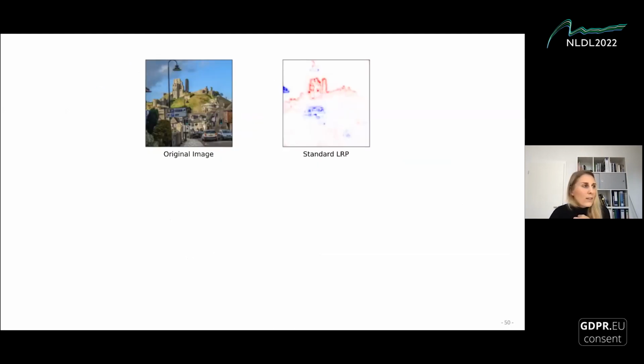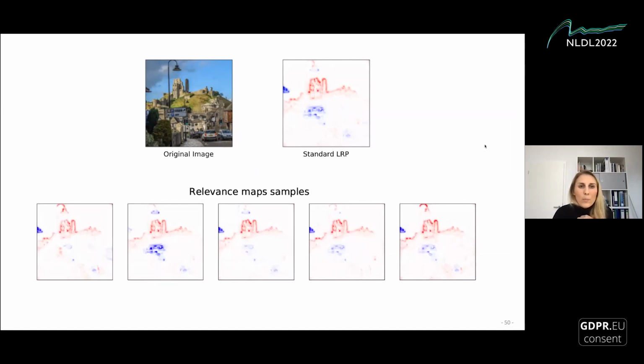So now again, our running example, we have our castle over here. This is like the standard explanation. And when we do it now in a Bayesian way, here, for instance, we have 5 different network samples. And we see we have 5 different explanations. And we scale it up, of course. We have here 100 or 1000 different explanations.